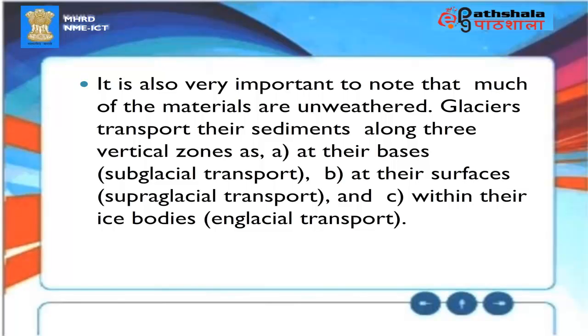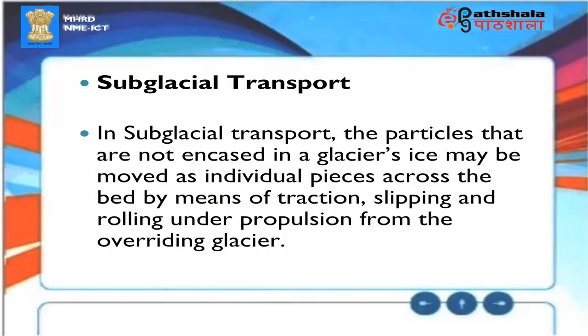Glaciers transport their sediments along three vertical zones: at their bases, subglacial transport, at their surfaces, supraglacial transport, and within their ice bodies, englacial transport. Subglacial transport. In subglacial transport, the particles that are not encased in a glacier's ice may be moved as individual pieces across the bed by means of traction, slipping, and rolling under propulsion from the overriding glacier.